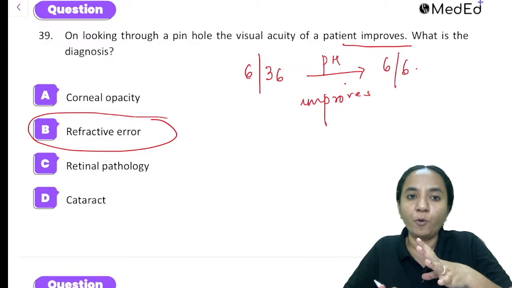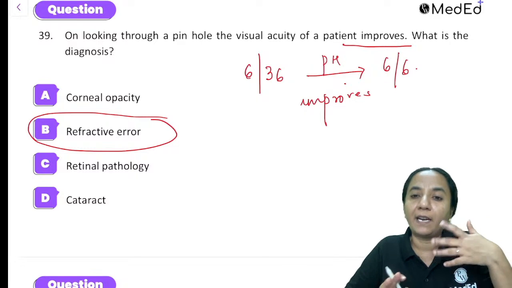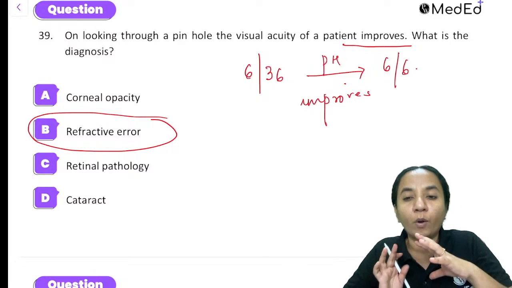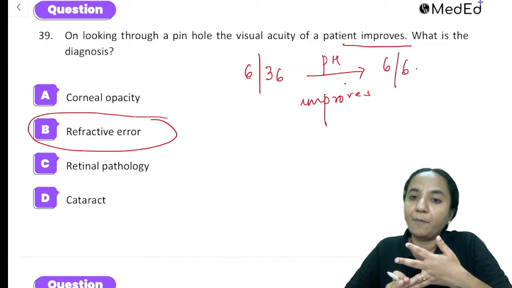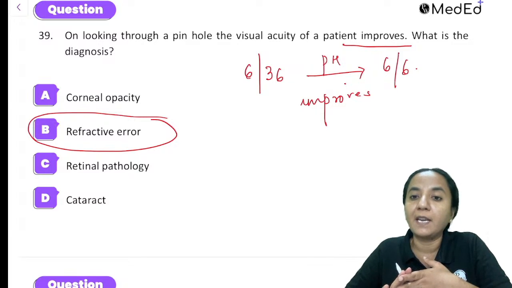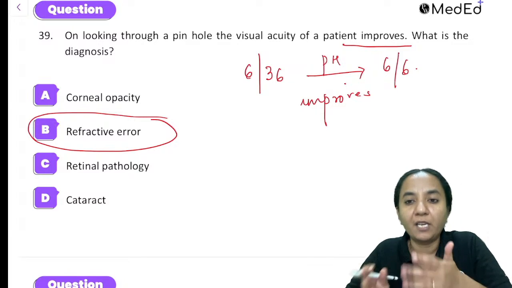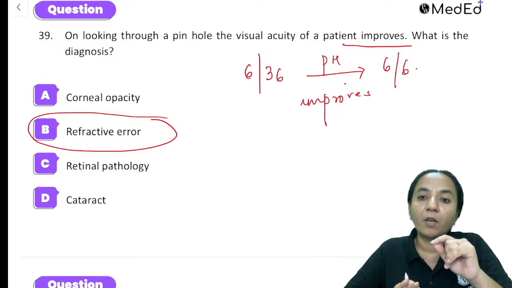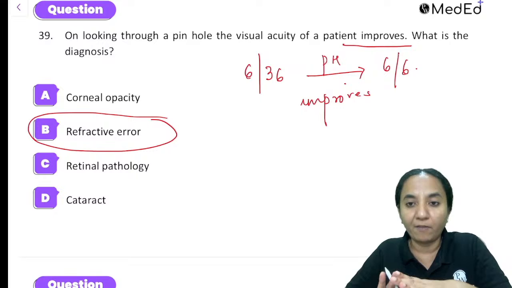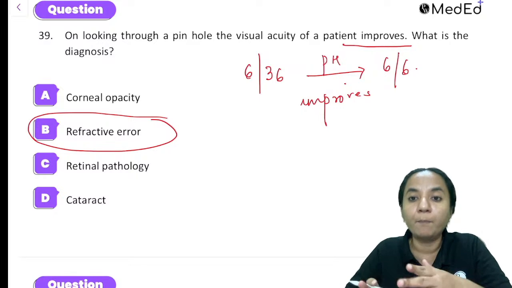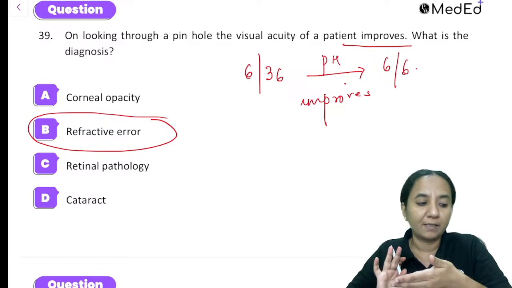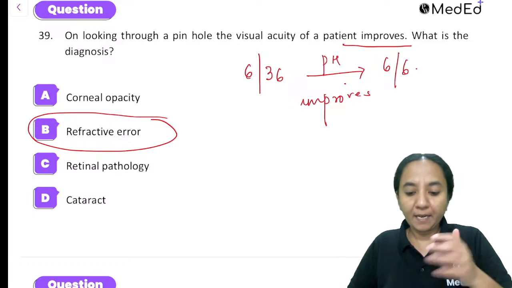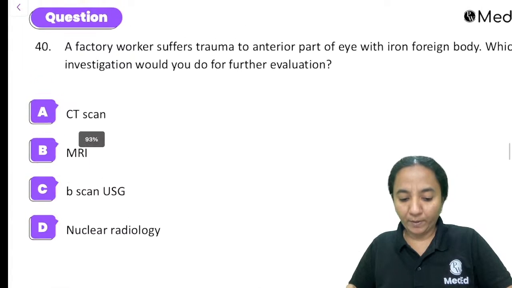And suppose it doesn't improve, then it can be any of this: corneal opacity, retinal pathology, cataract, etc. So if there is an organic lesion, if there is an organic pathology like a cataract, a vitreous hemorrhage, a retinal pathology, a corneal opacity, then the visual acuity will not change when you put a pinhole. So visual acuity improving with pinhole suggests refractive error, and visual acuity that does not improve with a pinhole suggests any kind of organic pathology like cataract, corneal opacity, retinal pathology, vitreous hemorrhage, etc. Okay? Let's go to the next question.